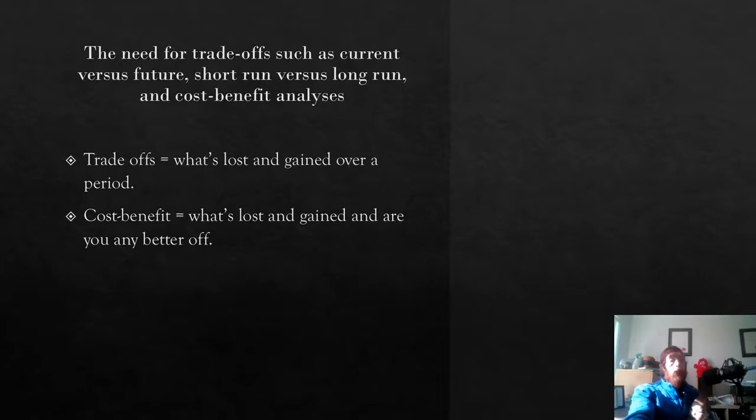But these are all about looking at, when you're making production decisions, what's lost and gained in certain periods of time. So trade-offs are all about what's lost and gained, either current versus future, short run versus long run, and just talking about what you're losing out on and what you're gaining because of that. Whereas cost benefit is all about what's lost and gained, and are you any better off because of it? So cost benefit analysis is when you're looking at, well, what are we losing from this? What are we gaining from this? Are we in a better position if we go with this route? And therefore, should we go with it or not?